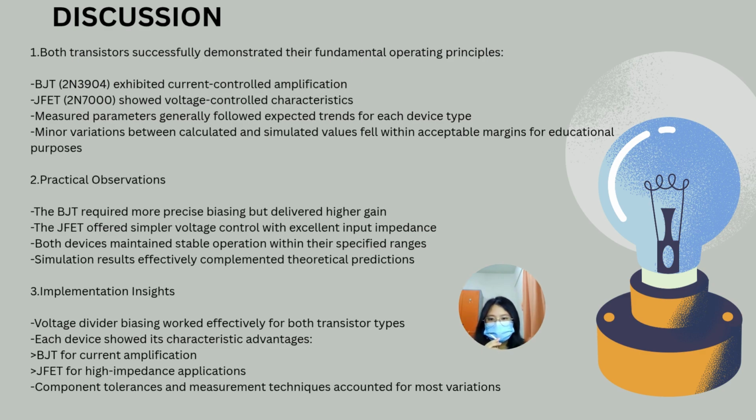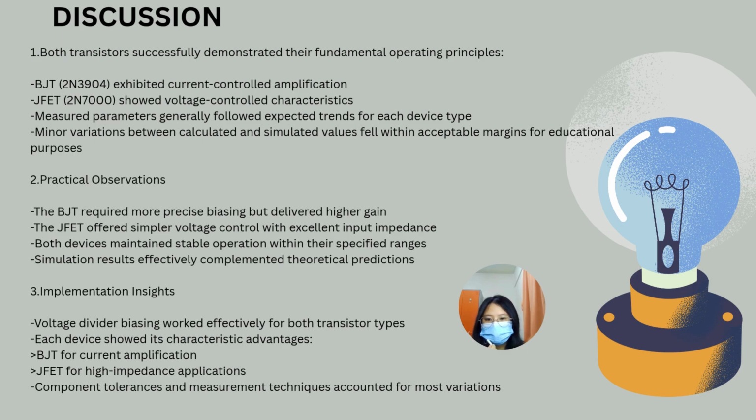And then the next one is the practical observations. The BJT required more precise biasing but delivered higher gain. The JFET offers simpler voltage control with excellent input impedance, and both devices maintain stable operation within their specified range. Simulation results effectively complemented theoretical predictions.